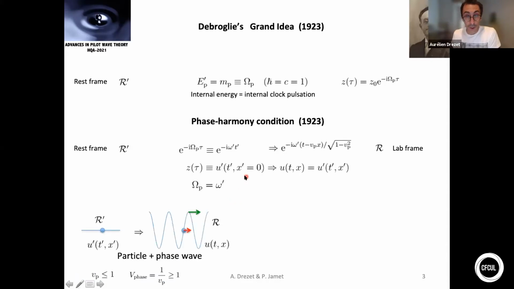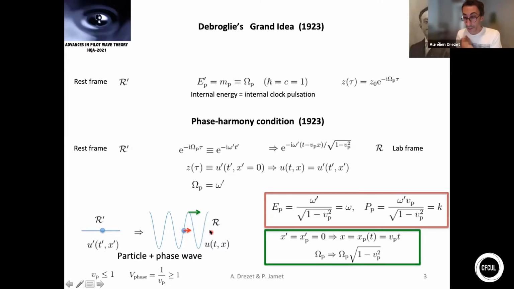And he found the solution, which is to add another parameter, so to add a wave, which is always synchronized with the clock. It means that the frequency of the clock and the wave are identical in the rest frame. And this is nice because now when you go to the laboratory frame, what you get is a phase wave, which is propagating with a faster than light velocity. And what is also very great is that you can now recover the formula for the energy and the momentum if you identify the energy with the frequency of the wave and the wave vector with the momentum.